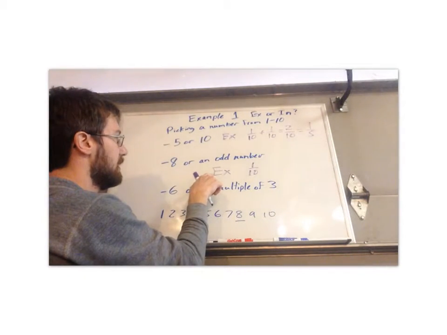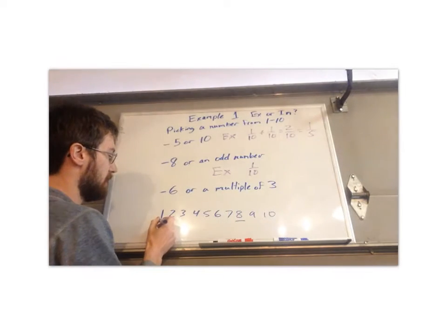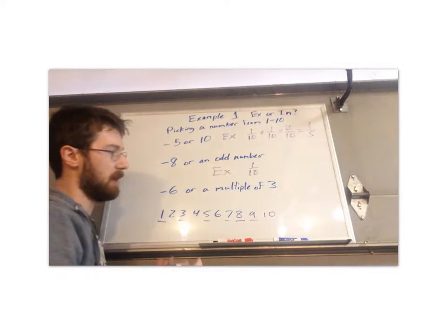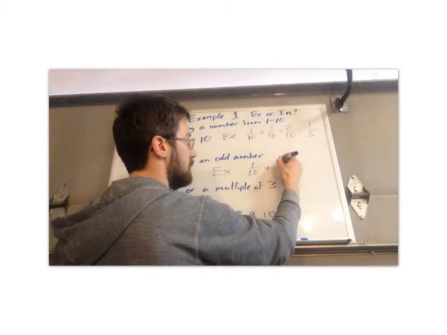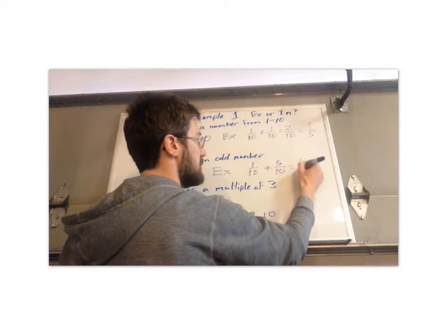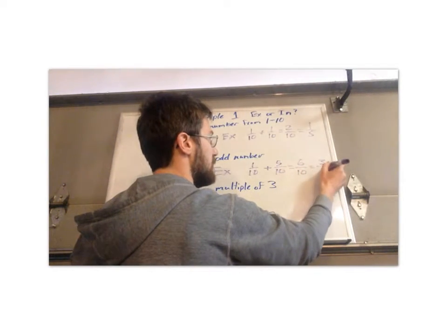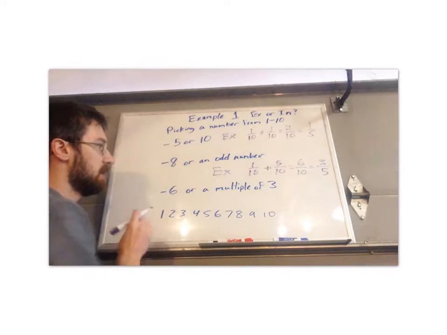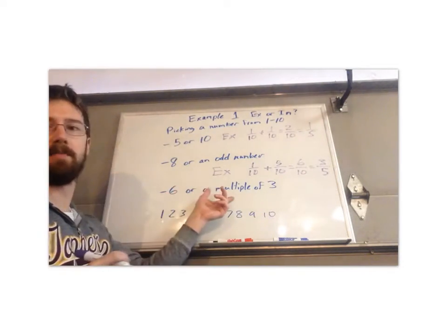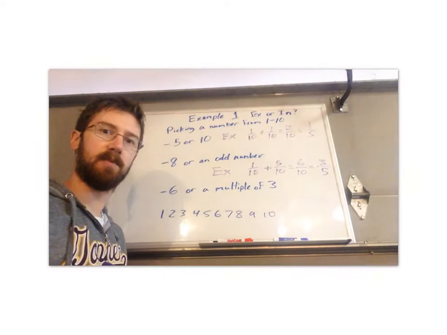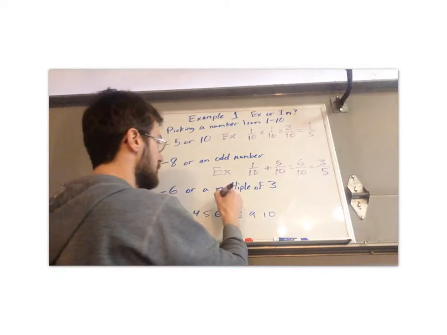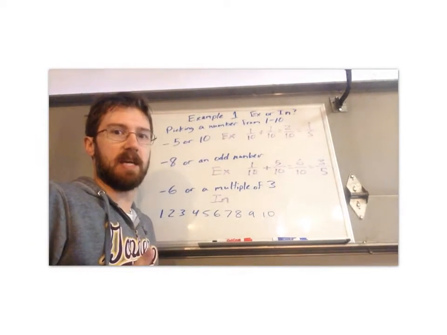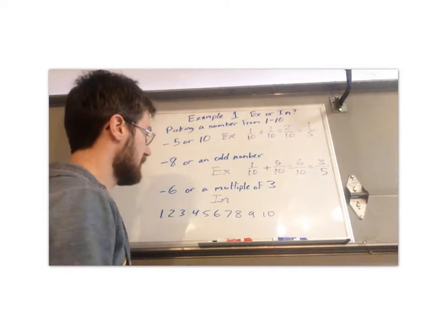And then the probability of an odd number, 1, 2, 3, 4, 5 out of 10. And so that's 6 out of 10, which reduces to 3 out of 5. And then our last one, the probability of a 6 or a multiple of 3. Now 6 is a multiple of 3, so this is an inclusive event. Because if it's a 6, it is a multiple of 3, so it can be both at the same time.